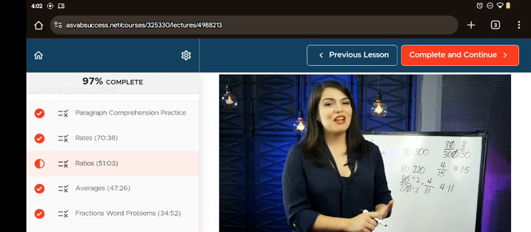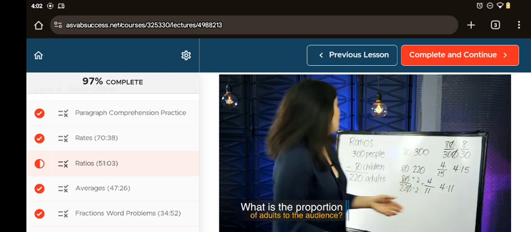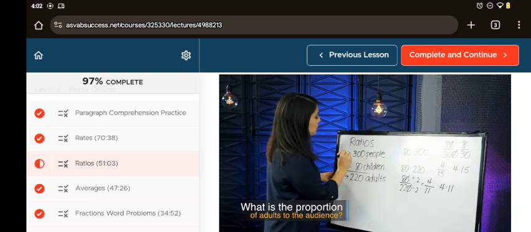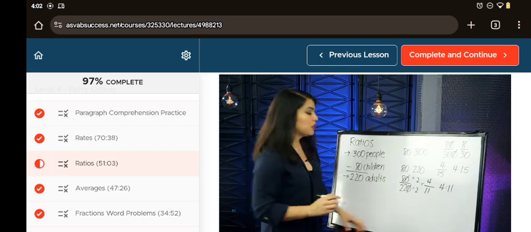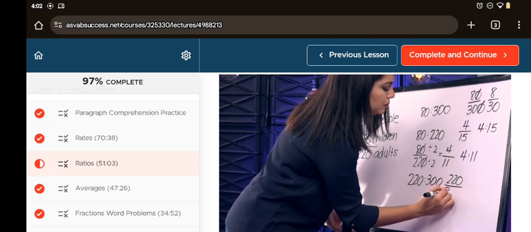All right, let's look at the final part of this question. It says, what is the proportion of adults to the audience? So now we're comparing, once again, a part to a whole. We're going to compare this part right here, and this is our whole. So let's write it in the same way we've done with these other ones. 220 to 300, or we can write it as a fraction.